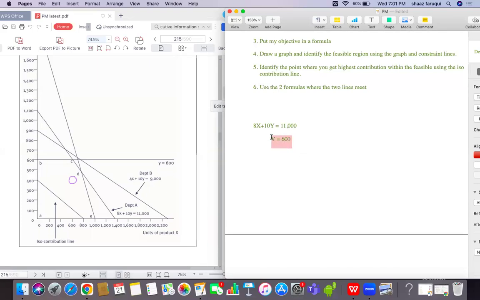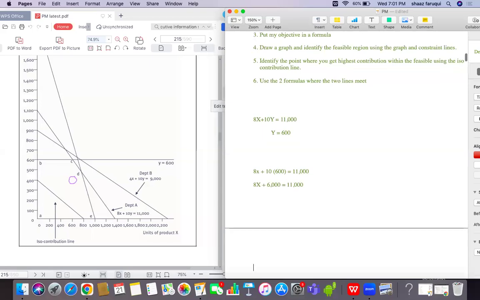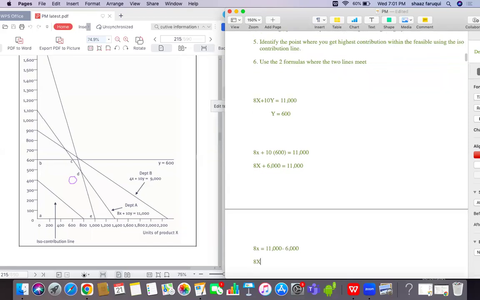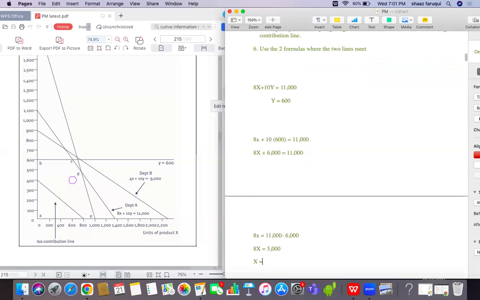We already know Y is equal to 600. So what I will do is 8x plus 10y, Y is how much? 600, is equal to 11,000. Now simplify further. 8x plus 10 into 600, which is 6,000, is equal to 11,000. If you send 6,000 to the RHS, it becomes 11,000 minus 6,000. So 8x is equal to 5,000. Therefore, x is equal to 5,000 divided by 8, which is 625.